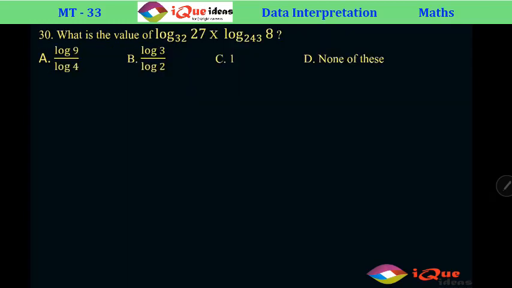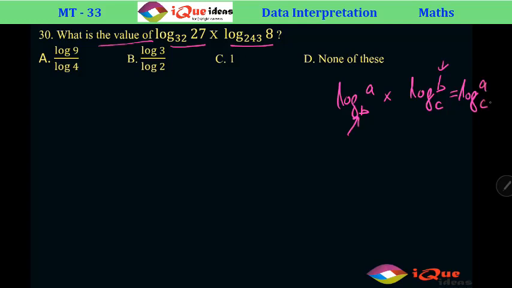Now this question again is based on log. It says, what is the value of log 27 to the base 32 into log 8 to the base 243? How do we go about it? Let's see. There is a rule which says log of a to the base b into log of b to the base c, it comes out to be, log of b cancels off, right? And we'll get log of a to the base c. This is a very important rule, right? A number and a base, if they are common, they are eliminated, and multiplication of log becomes one single log.